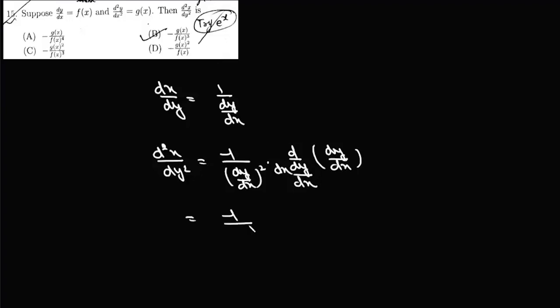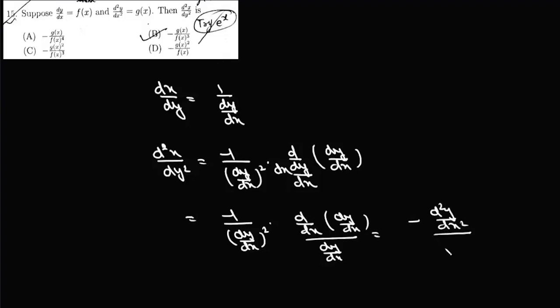Now what we'll do is we'll write this as d by dx of dy by dx into dx by dy. So we can write this as minus 1 upon dy by dx whole square into d by dx of dy by dx, and we'll also have this one more dy by dx. So it will be minus d2y upon dx square divided by dy by dx whole cube. Now this is g of x and dy by dx is f of x. So it will be minus g of x upon f of x cube, and that will be your option B.